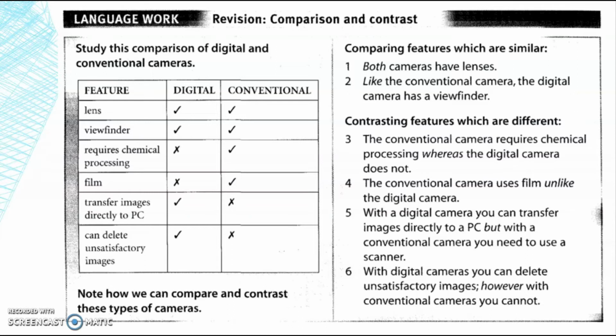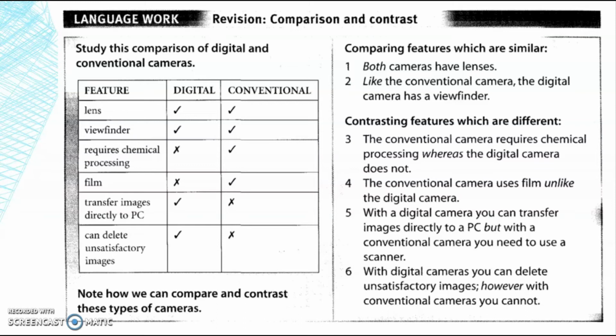Let's just compare. Compare is telling about the similarities of two things. Talking about digital and conventional camera in number one, let's see. Both cameras have lenses. Number two, like the conventional camera, the digital camera has a viewfinder. Now you can see that in the third feature up to the sixth feature, they've got differences. So we contrast the features which are different there.